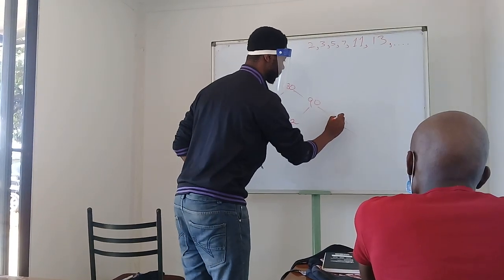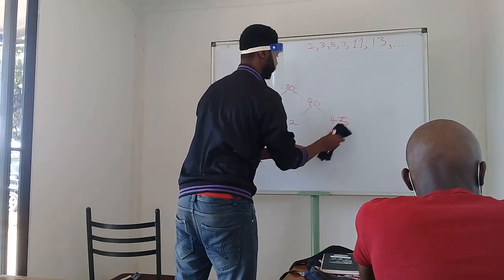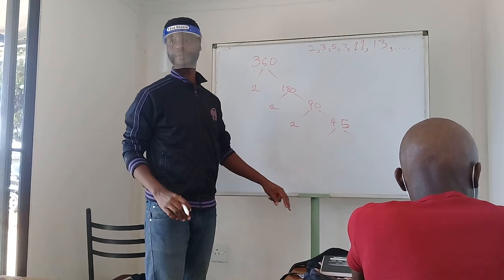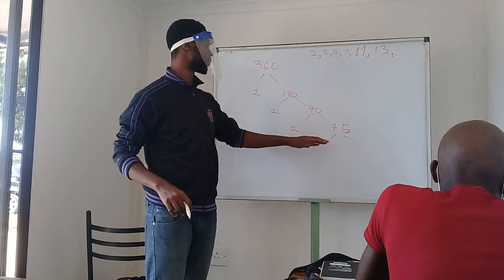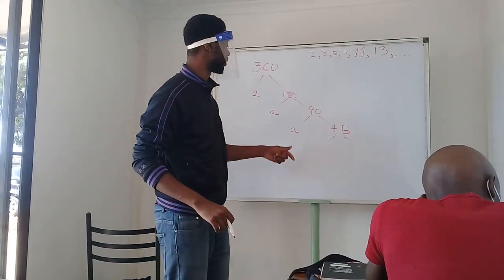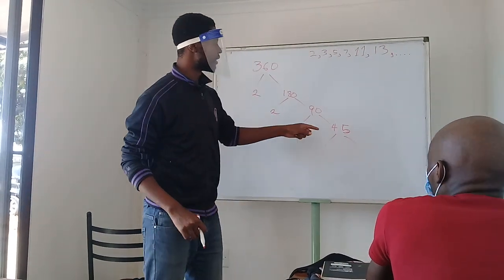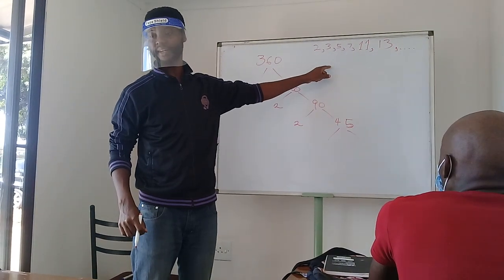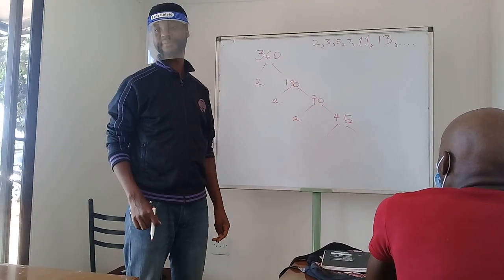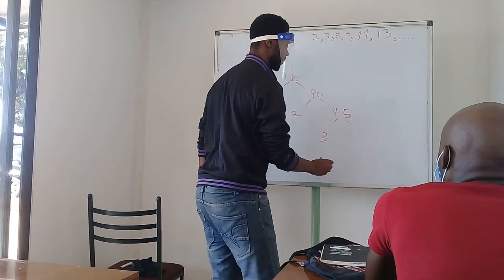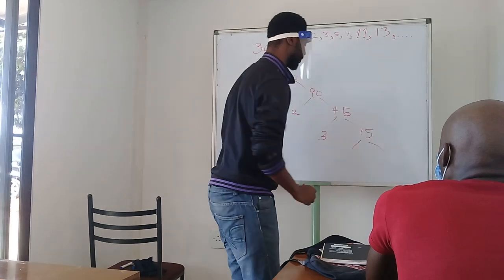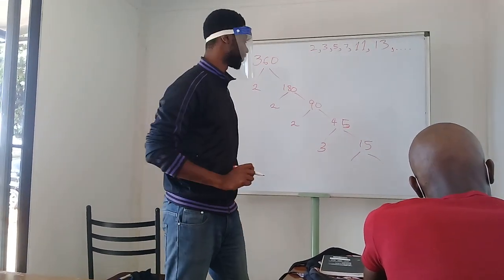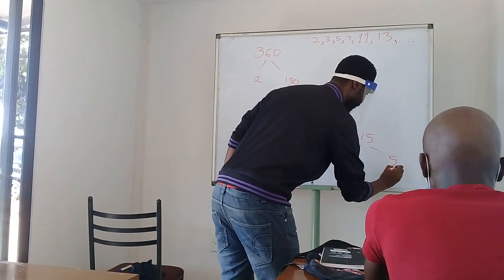It's 45. Does 2 go into 45? Not anymore. So you have to use the number until you exhaust all its capabilities in the factorization using prime numbers. Once it doesn't give you a whole number, you look for the next prime number. Does 3 go into 45? How many times? 15. Does 3 go into 15? Yes, 5 times.